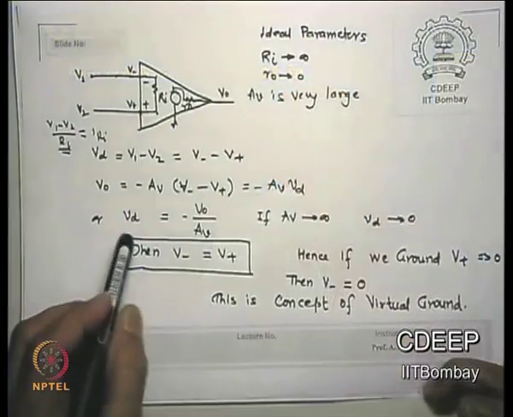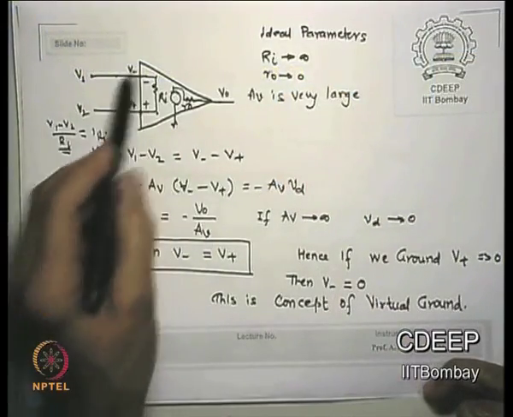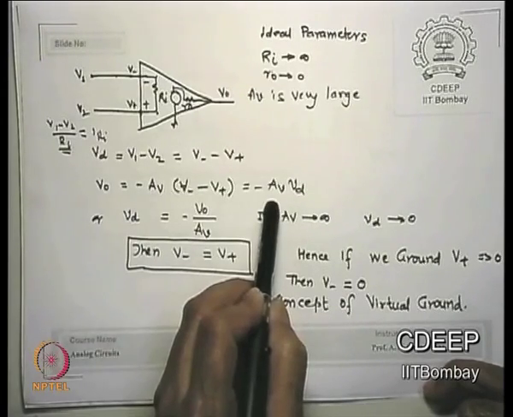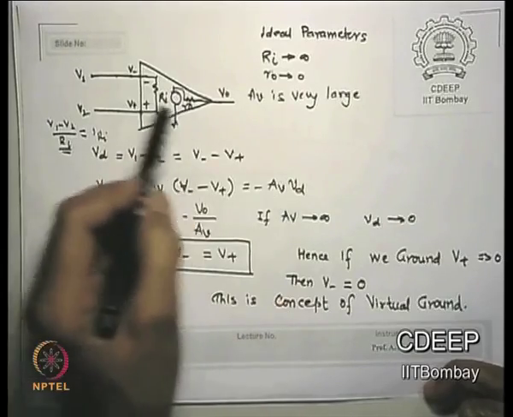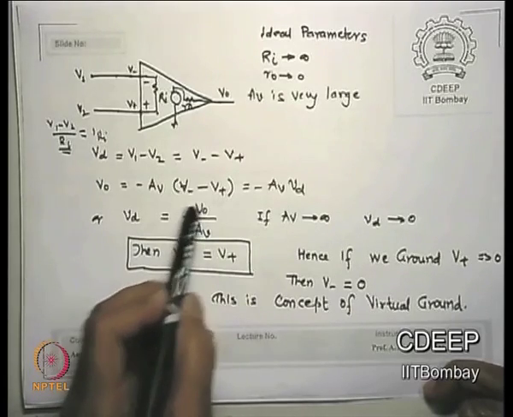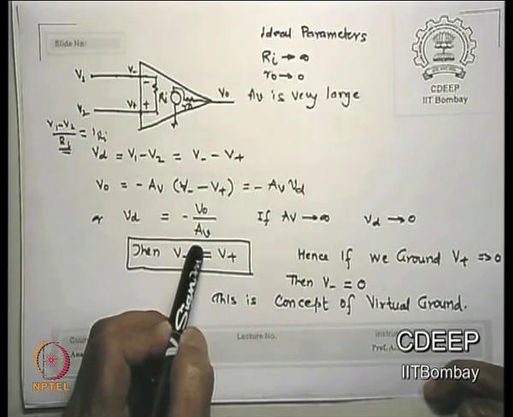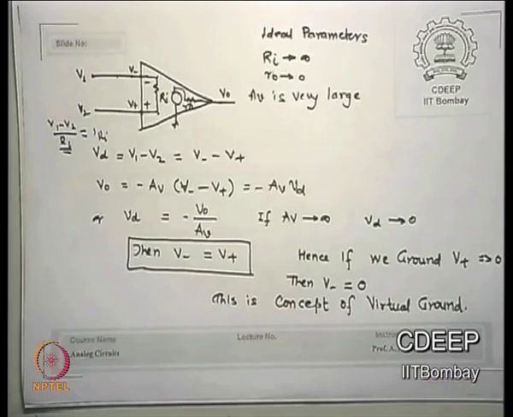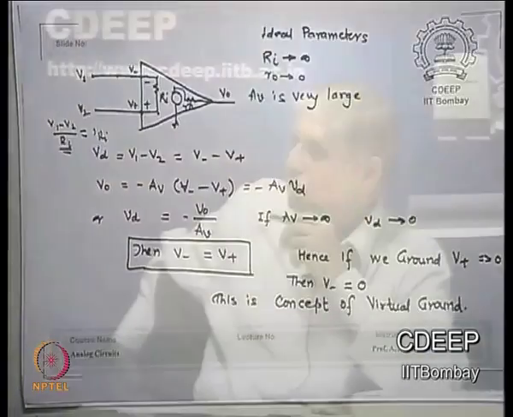We can see the same thing a little differently again. We have V minus, V plus, multiplied by AV is the output. Is that correct? From this circuit, AV into VD is the output. So VD is V0 by AV. Or V minus minus V plus is equal to V0 by AV. If AV tends to infinity, how much is VD? VD tends to 0. So V minus minus V plus tends to 0. So V minus is equal to V plus.